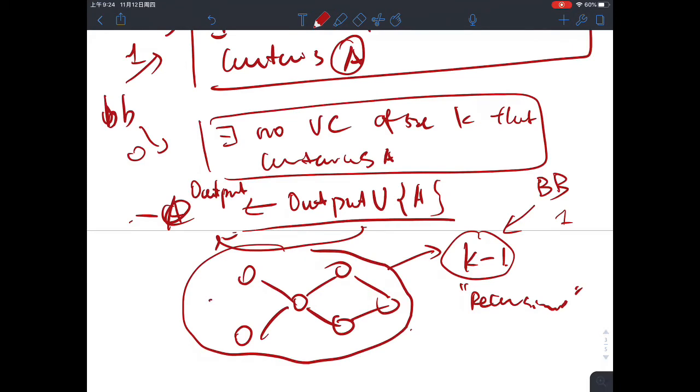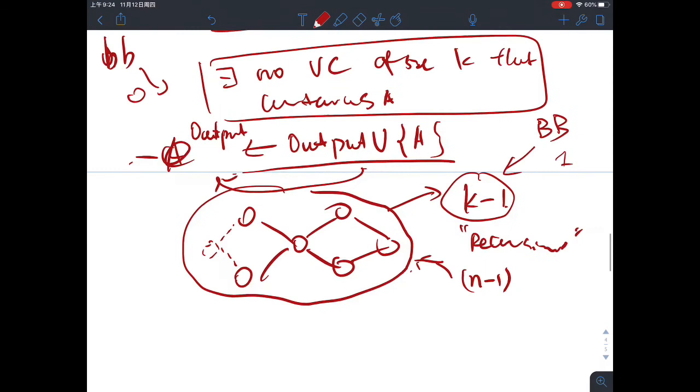Also notice that because node A is deleted, the size of this problem becomes n minus 1. We can parameterize the size by the number of nodes, so this is just a smaller problem. We still want to find an exact vertex cover, and we do have oracle access to the black box for solving the decision version. Now we get a smaller problem, so we can recurse and use the same strategy again.